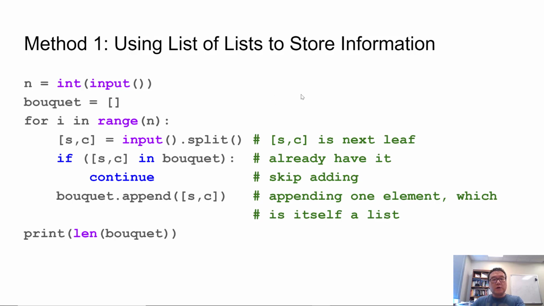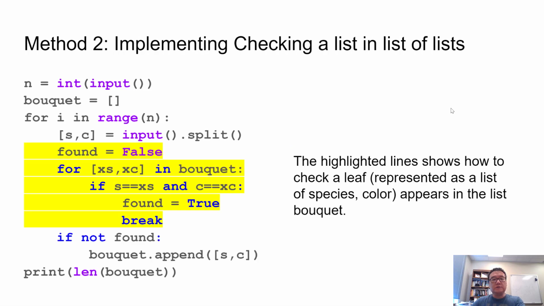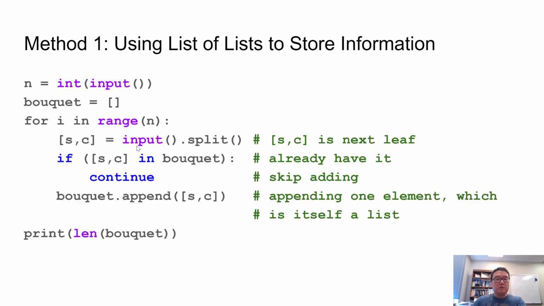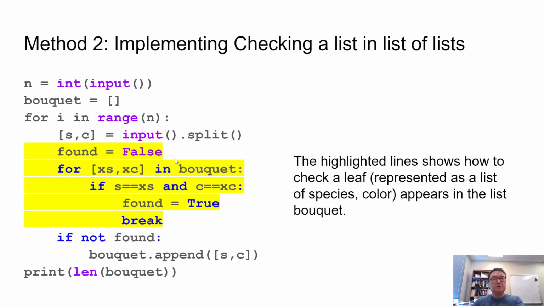So we've shown one way to solve this problem. Now we're going to look at the two other methods. The first one, method 2, shows that checking thing a little bit more explicitly. Here we use whether this thing is in bouquet. So then, conceptually, what happens underneath?